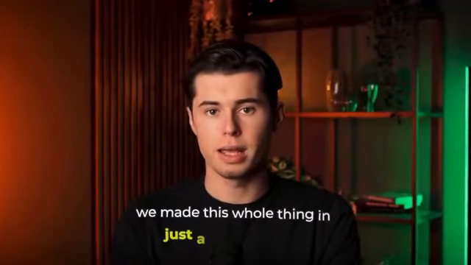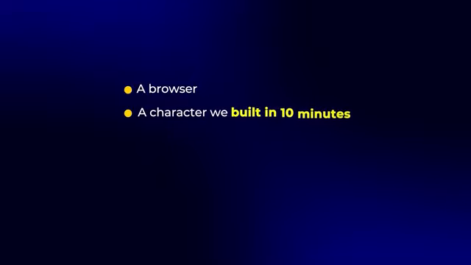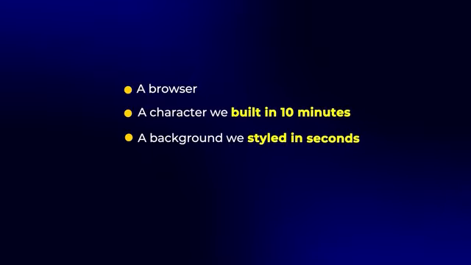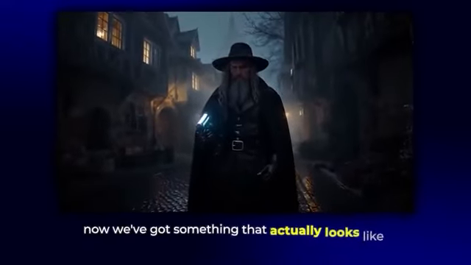And we made this whole thing in just a few minutes using nothing but prompts and 2 images. And the wildest part is that this didn't take weeks of prep, gear, or even knowing how to animate. All it took was a browser, a character we built in 10 minutes, a background we styled in seconds, and a single prompt that told the model what we wanted to see. That's it. And now we've got something that actually looks like a shot from a real film, not a slideshow or a static frame.